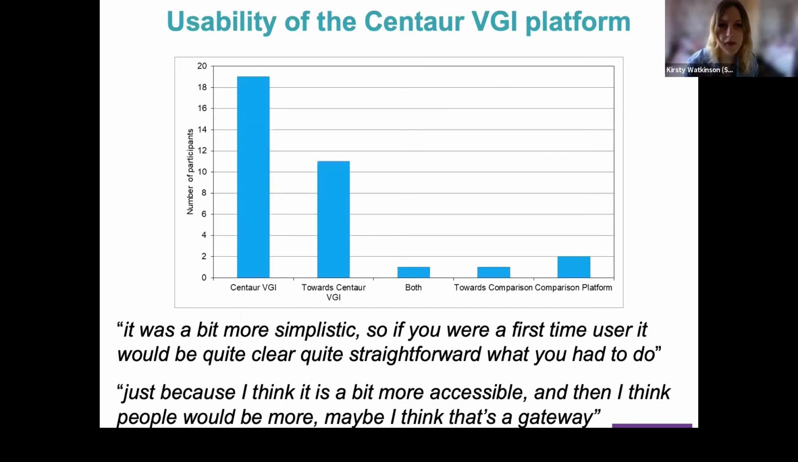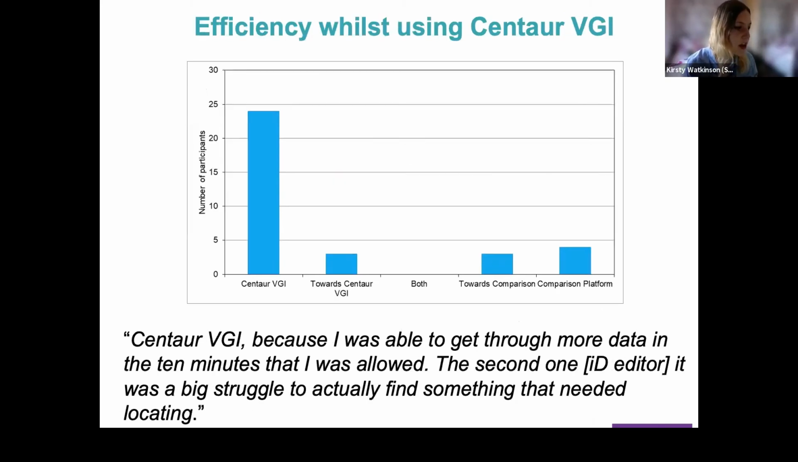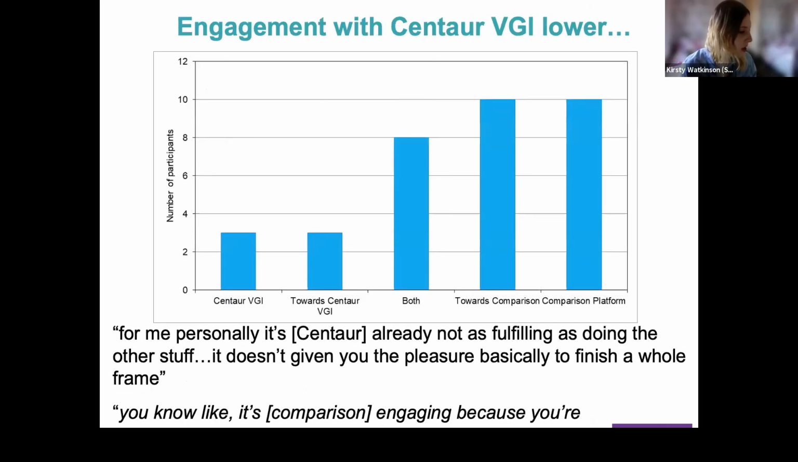So why did they prefer Centaur? The usability and the simplicity were often highlighted. They felt it was more appropriate for first-time users. It would be a way to introduce novices to mapping and then move on to more advanced platforms, which is important in the context of humanitarian mapping, which often attracts more newcomers and first-time mappers. They also felt it was more efficient and felt more productive when using it. And if they wanted to produce a large amount of data, they'd use Centaur.